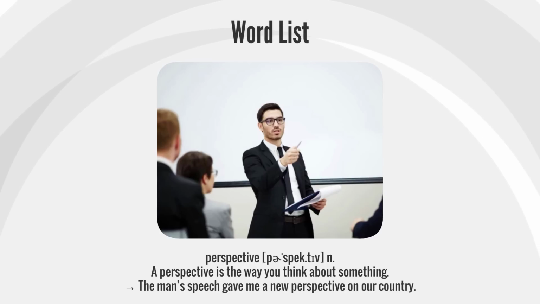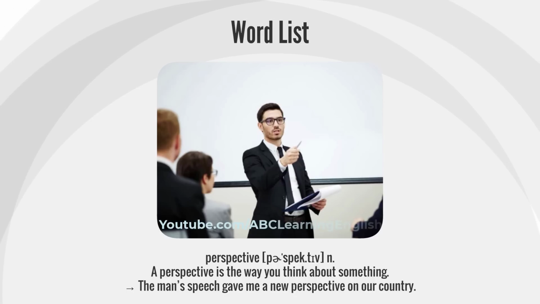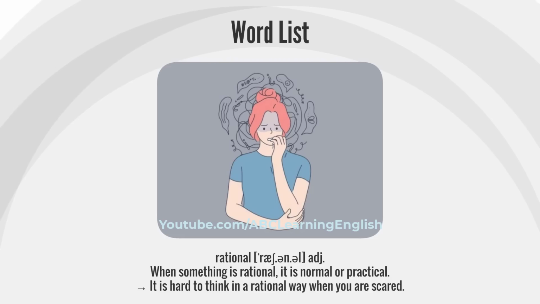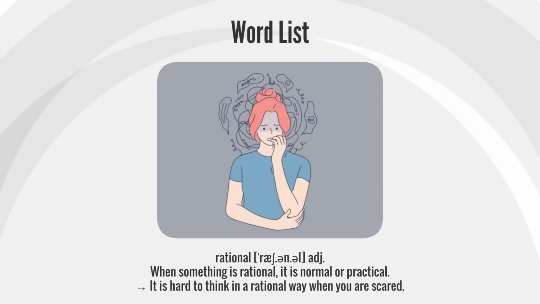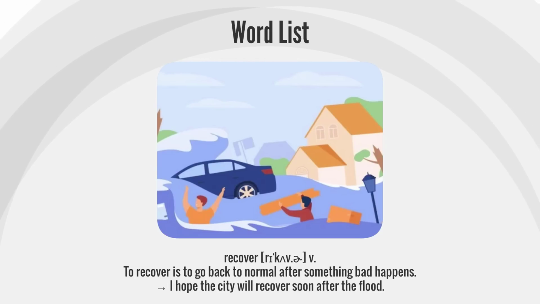Perspective. A perspective is the way you think about something. The man's speech gave me a new perspective on our country. Rational. When something is rational, it is normal or practical. It is hard to think in a rational way when you are scared. Recover. To recover is to go back to normal after something bad happens. I hope the city will recover soon after the flood.